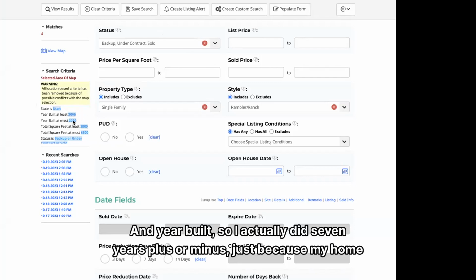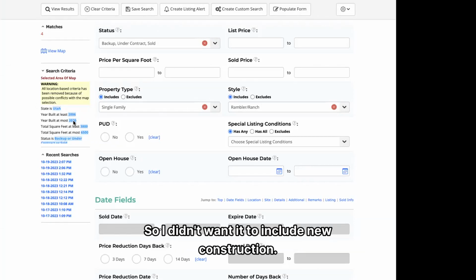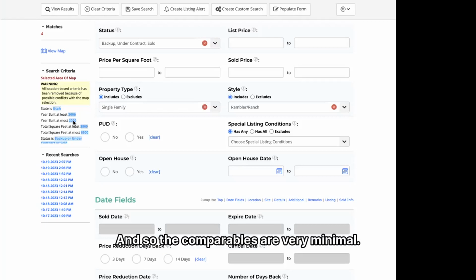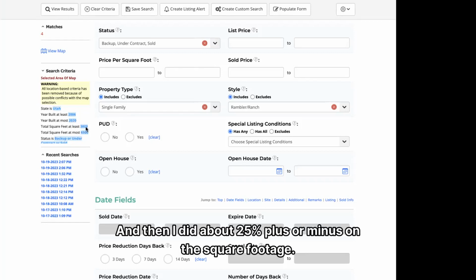And year built, so I actually did 7 years plus or minus, just because my home is about 10 years old. So I didn't want it to include new construction, but when we built our home, there wasn't a lot of new construction happening. And so the comparables are very minimal. And so I just opened that up 2 years more than I typically would. And then I did about 25% plus or minus on the square footage.